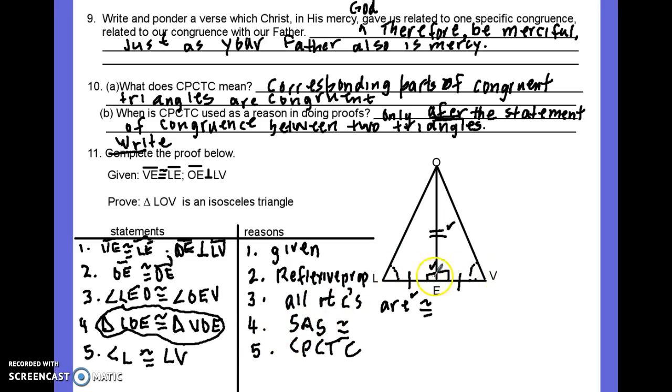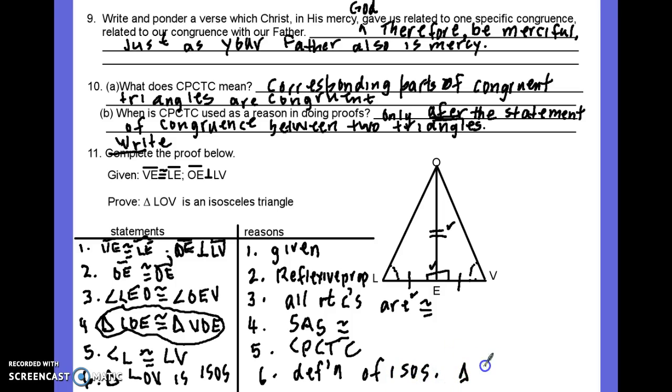And now that the base angles of this overall triangle are congruent, now we can say the triangle is isosceles. So the next step would be to say the overall triangle LOV is isosceles. Reason? Definition of an isosceles triangle, because every isosceles triangle has the base angles equal, right? Definition of isosceles triangles. So that's the way to do that.